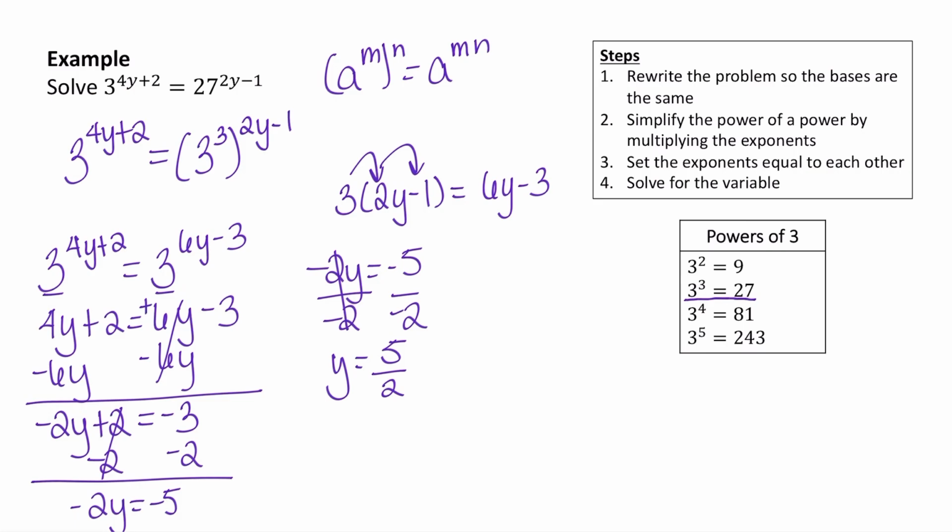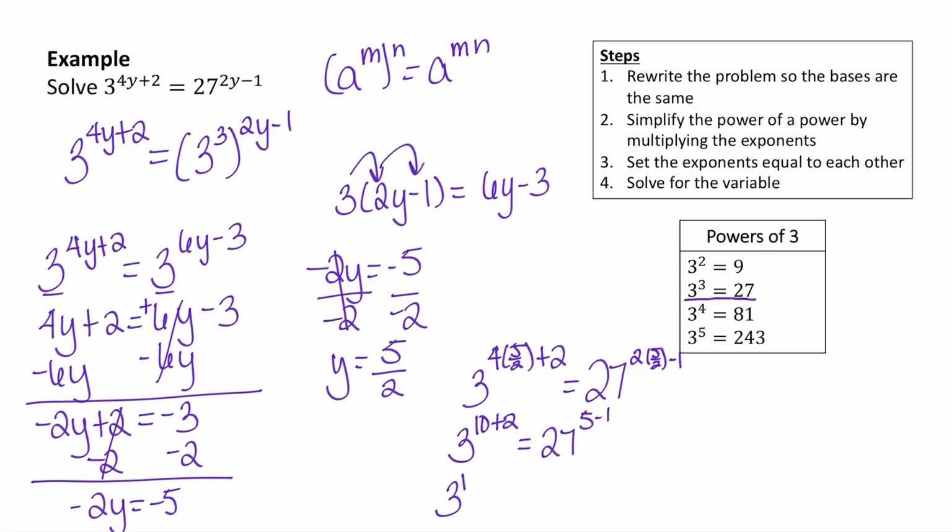So now we need to substitute that 5 over 2 back into our original equation and make sure that it works. So we have 3 to the 4 times 5 over 2 plus 2 equals 27 to the 2 times 5 over 2 minus 1. So when we do that, we get 3 to the 4 times 5 over 2, so that's going to be 10 plus 2 equals 27 to the 2 times 5 over 2, so we have 5 minus 1.